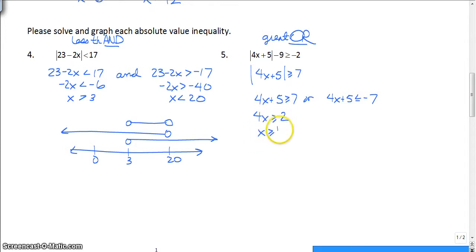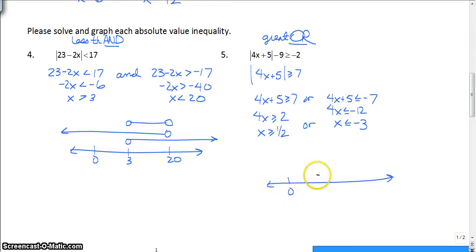So x is greater than or equal to 1/2, or x is less than or equal to a negative 3. So we'll just graph it again. We have our negative 3, 0, and 1/2. X is greater than or equal to 1/2. X is less than or equal to negative 3. We do not need a third tier because that is what an OR statement is supposed to look like.